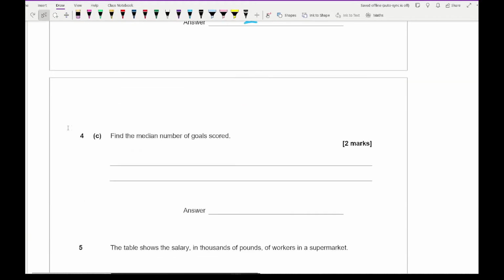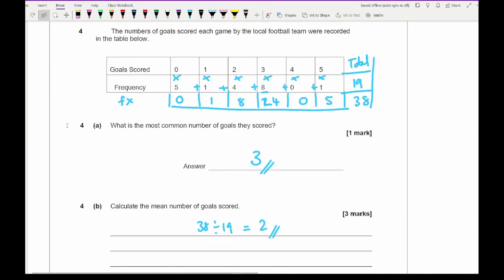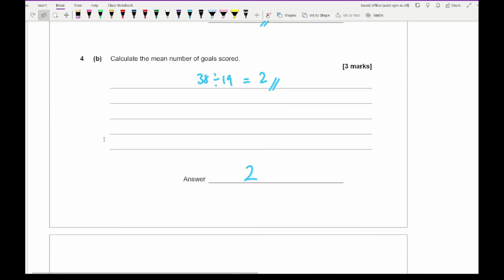So moving on to 4C, it says find the median number of goals scored. So what I need to do now, there's a couple of ways in which you can do this. Well, here we've got 19, so the middle number therefore is going to be the 10th number. So then we want to work out which group the 10th number would fall in, and that's going to be 2. So the answer is going to be 2.